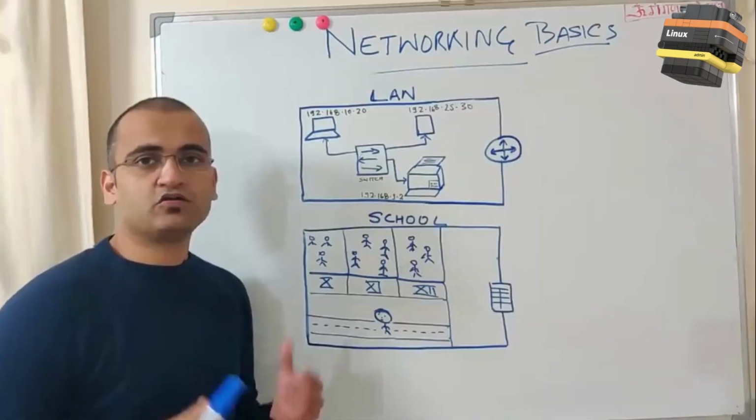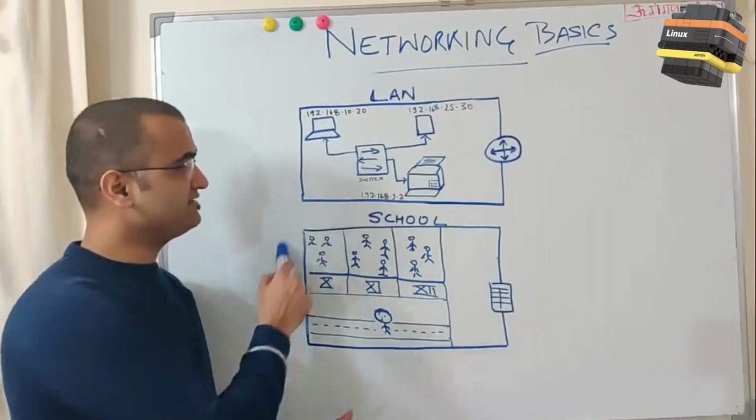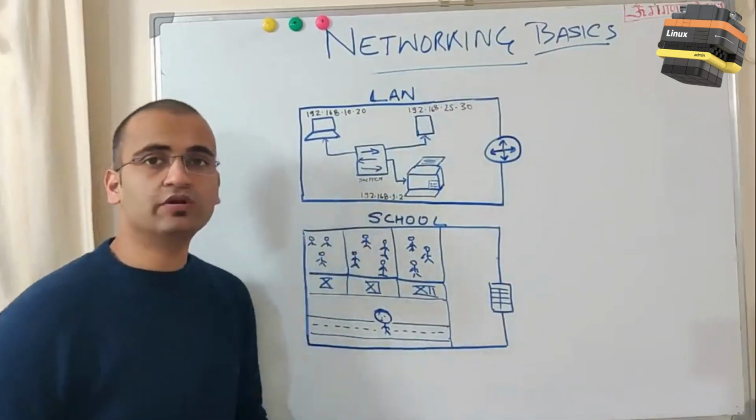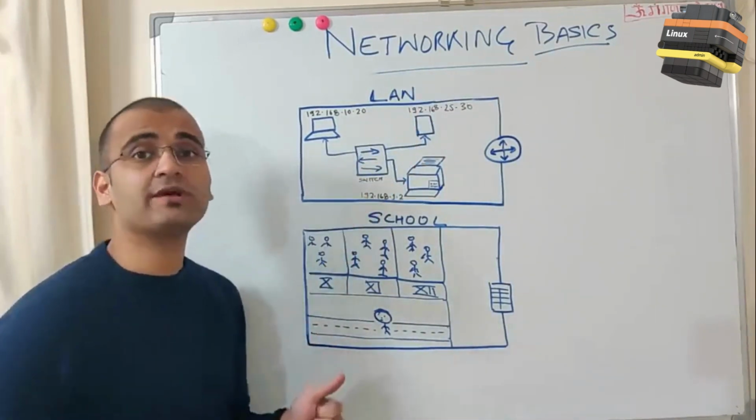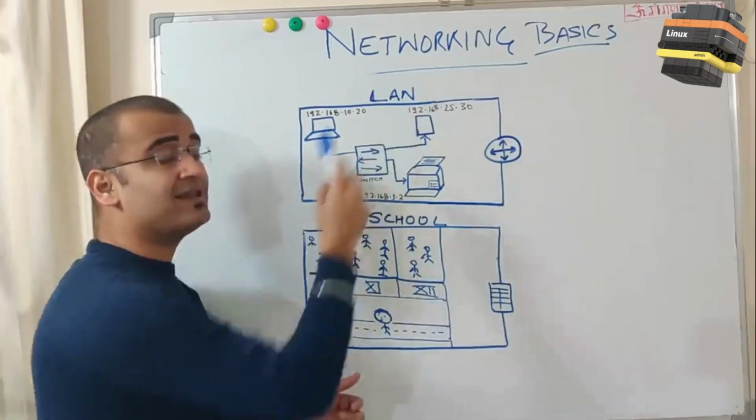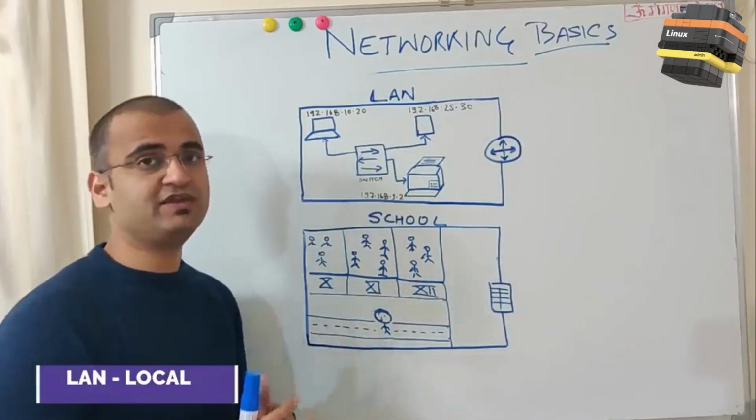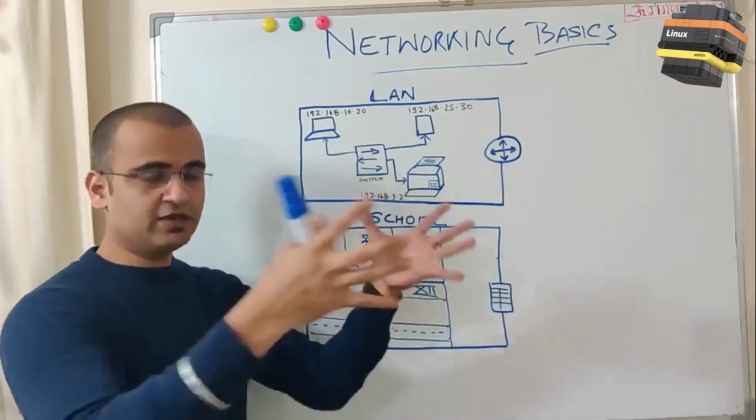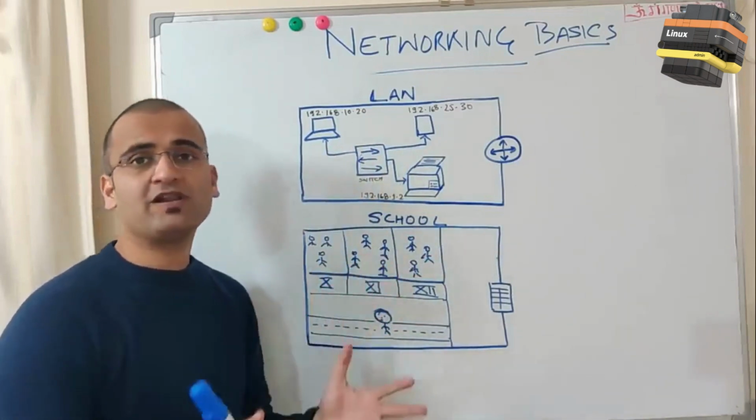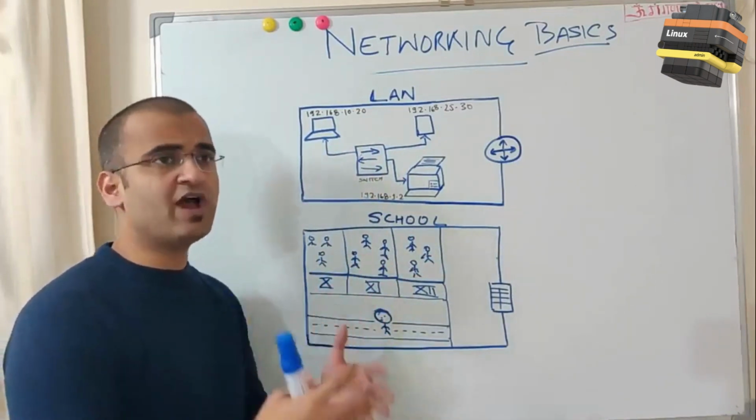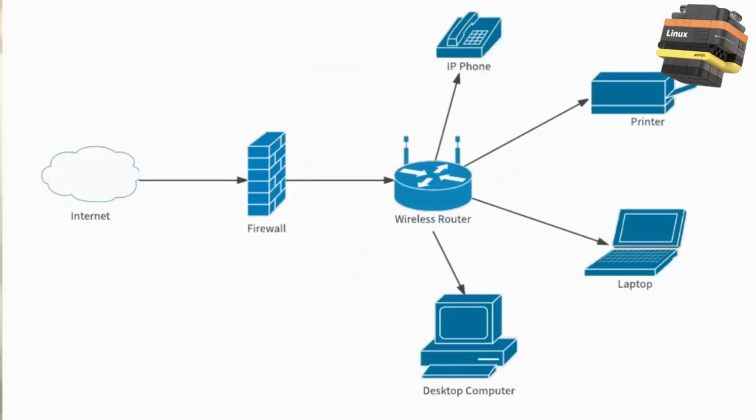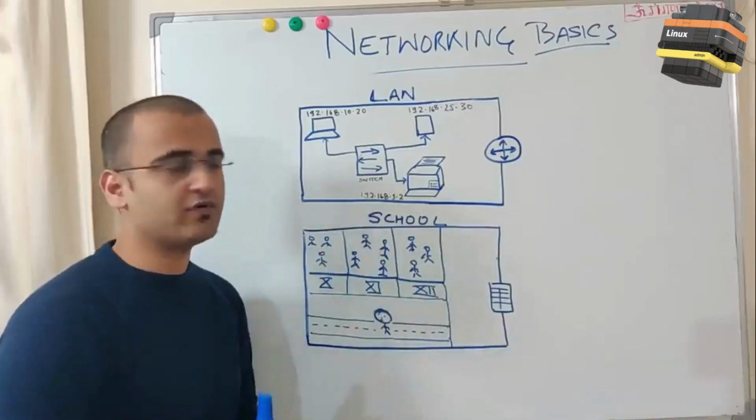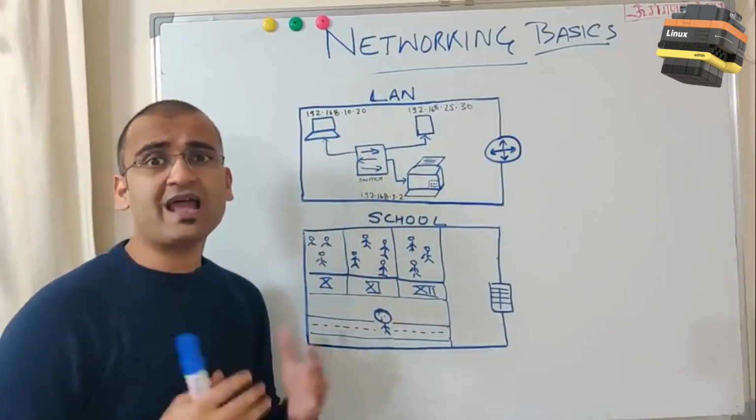So let's get started. Friends, we'll do a side-by-side comparison between a LAN and a school wherever possible. I'll try to correlate the concept so that you can easily understand. So what is a LAN? LAN is a local area network, which means that you will have a network, a set of devices talking to each other within a limited range. The best example of a LAN is your home network, wherein you have several laptops, mobiles, your printers connected to each other, and then you are also talking at the same time to the outside world through the internet, which we'll cover later.